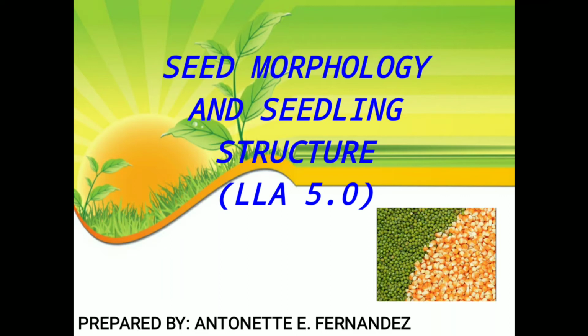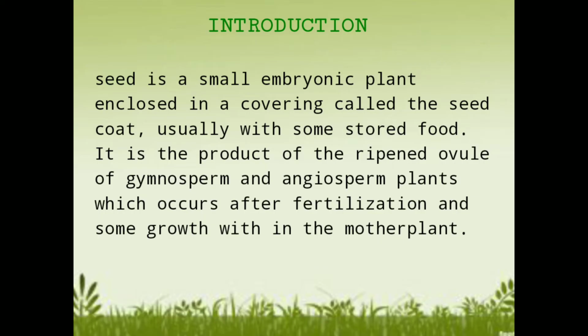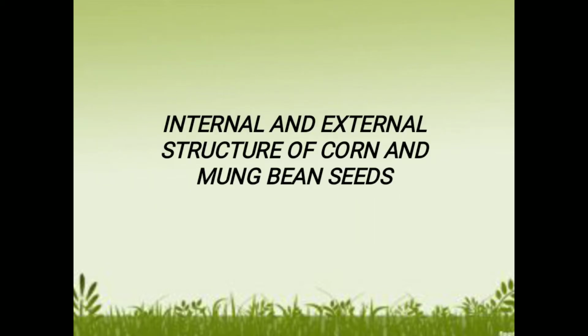Today I am going to present my presentation about seed morphology and seedling structure. A seed is a small embryonic plant enclosed in a covering called the seed coat, usually with some stored food. It is the product of the ripened ovule of gymnosperm and angiosperm plants, which occurs after fertilization and some growth within the mother plant. So, the internal and external structure of corn and mung bean seeds.